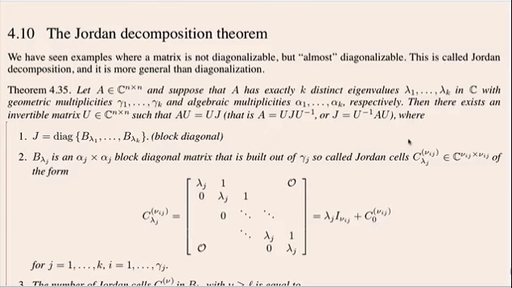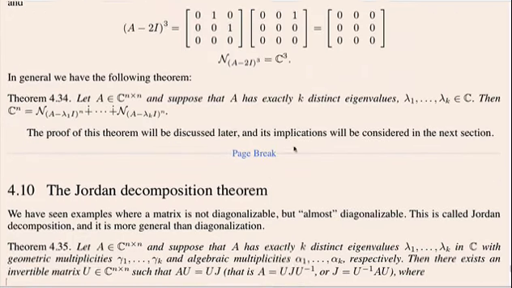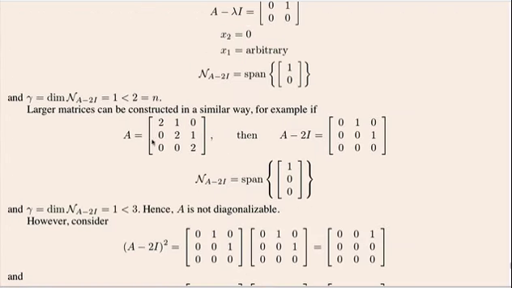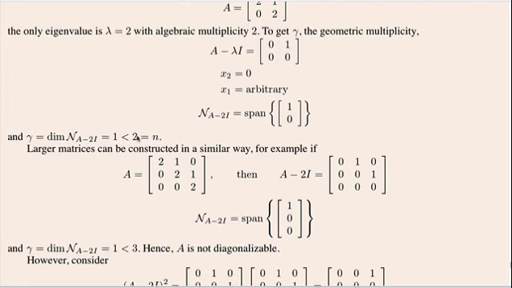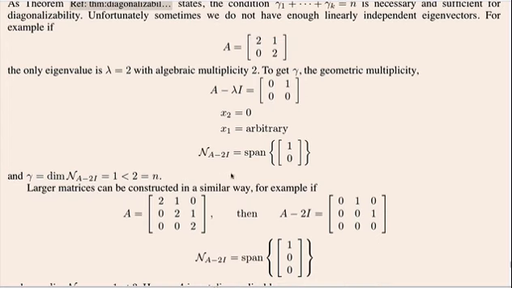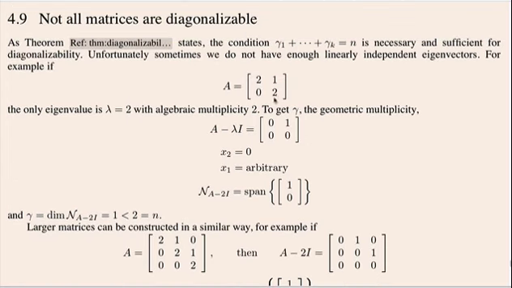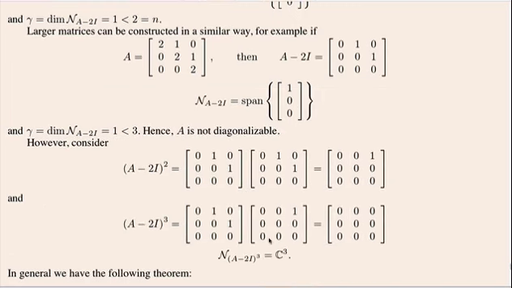Section 4.10, the Jordan Decomposition theorem. We have seen examples before where a matrix was not diagonalizable, but almost diagonalizable. So we had these cases where we had diagonal entries with 2's, for example, and we have seen that 2 is an eigenvalue, and we couldn't diagonalize the matrix. We couldn't get rid of these 1's in the superdiagonal. And we had an example for a 2x2 matrix and even a 3x3 matrix similarly.